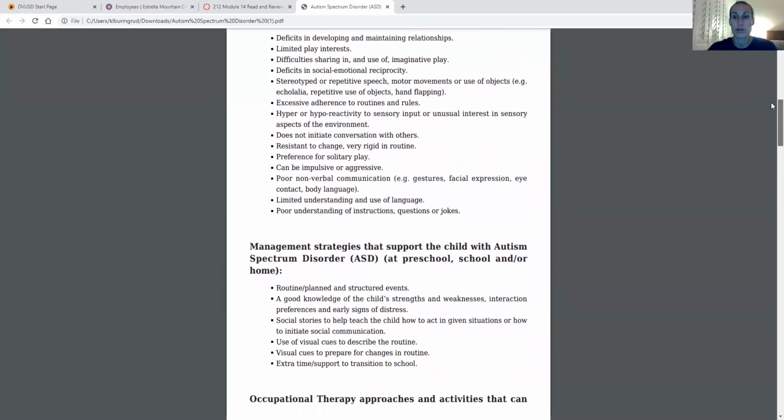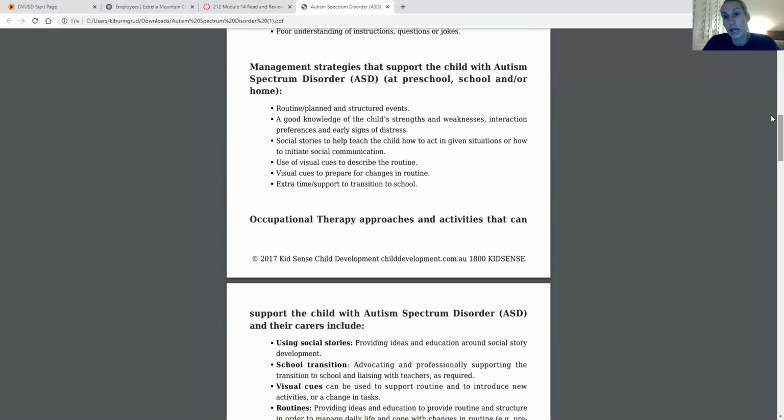So definitely when we're working on goals for yes/no questions, WH questions, we're working on that receptive language component for a variety of disorders, but really it is important to address when we're working with clients with autism. So management strategies, you can kind of look at that. I'm not going to go over all of those things, but what I want to say is occupational therapy approaches and activities that can support a child with autism.